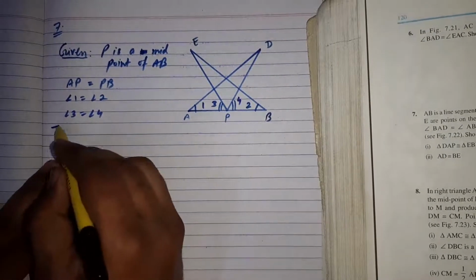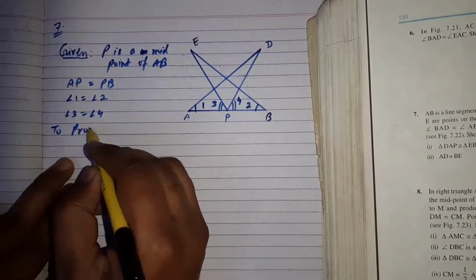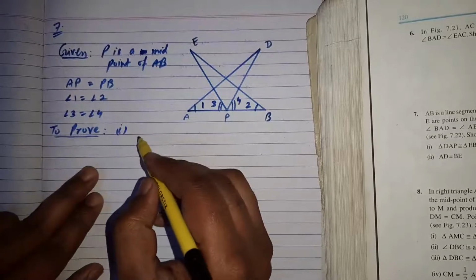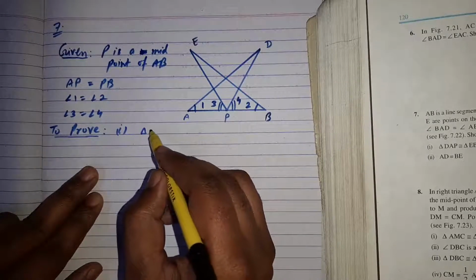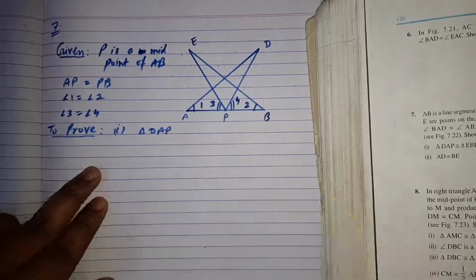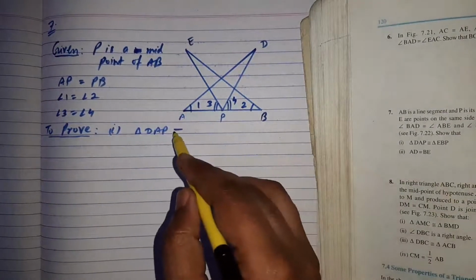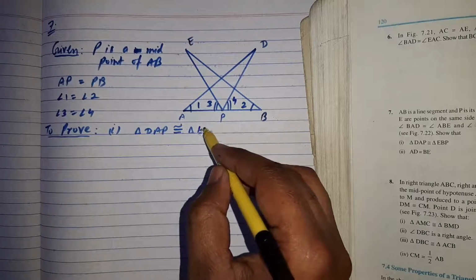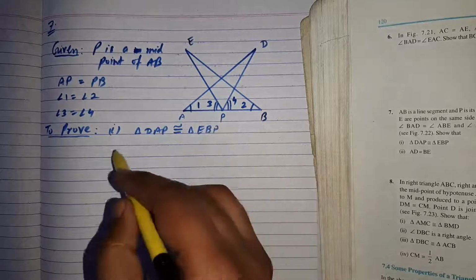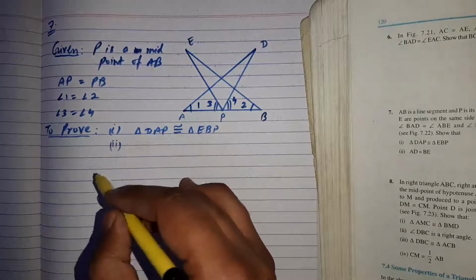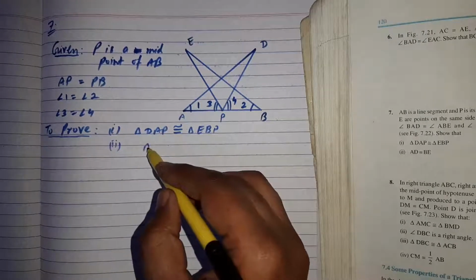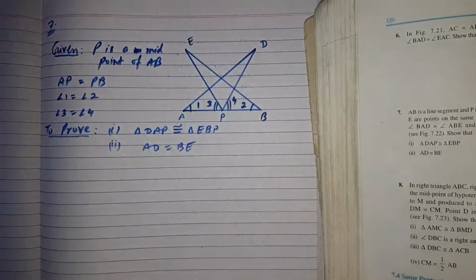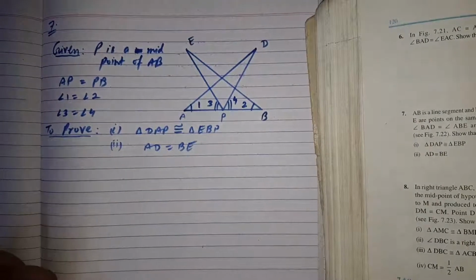And we need to prove two parts. The first part is triangle DAP is congruent to triangle EBP. The second part is AD is equal to BE. Now the proof.